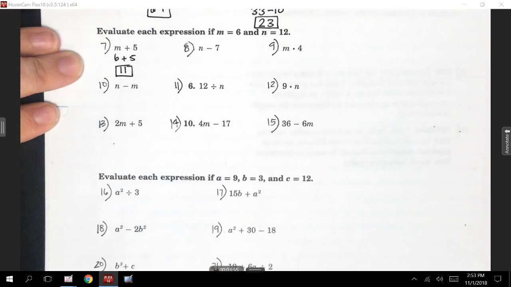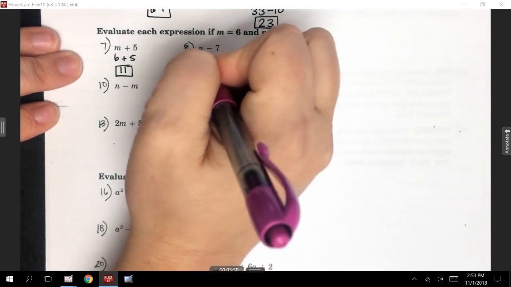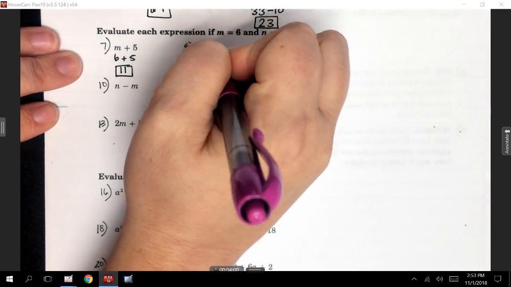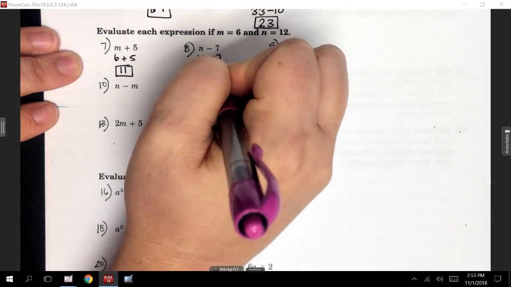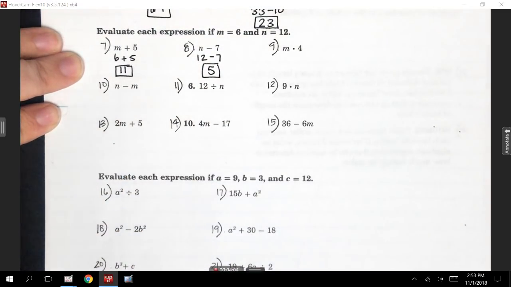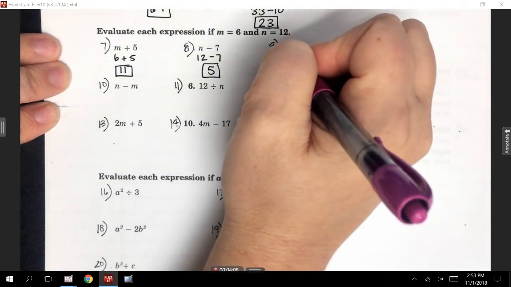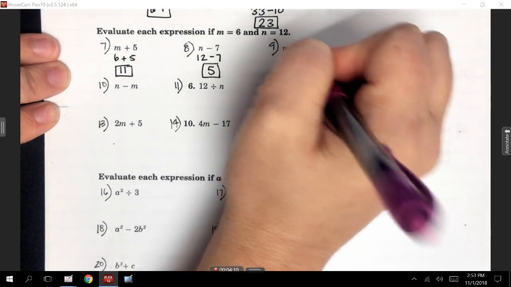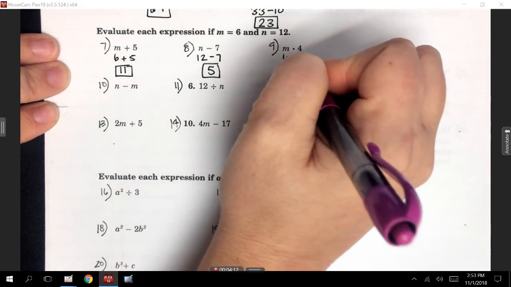All right, number 8 says N minus 7. So that gives me 12 minus 7, which is 5. Just showing me that step. Number 9 is M times 4, so I get 6 times 4, and 6 times 4 gives me 24.